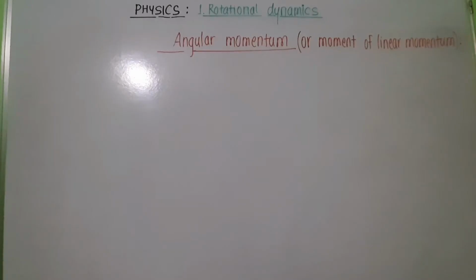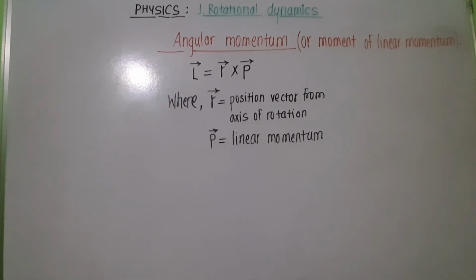In this lecture, we are going to obtain an expression for angular momentum of a rotating body. Before that, let us understand what exactly angular momentum, or moment of linear momentum, is. Angular momentum of a particle is a physical quantity given by the formula L vector is equal to R vector cross vector P, where vector R is the position vector from the axis of rotation and vector P is the linear momentum of that particle.